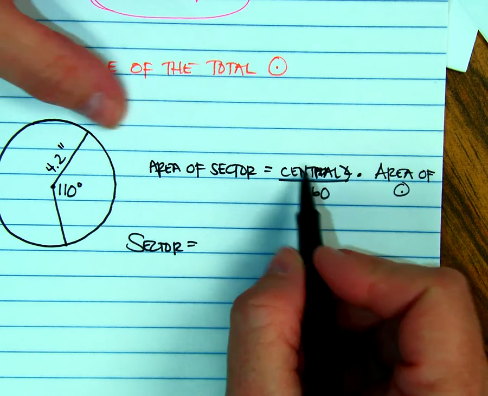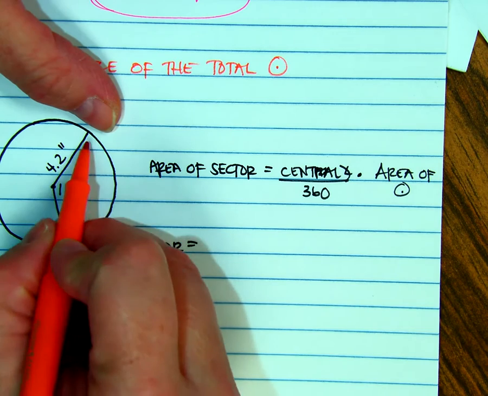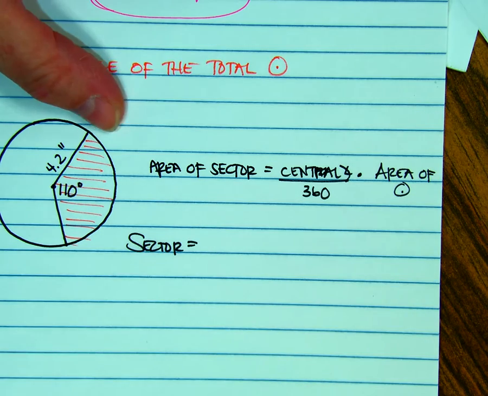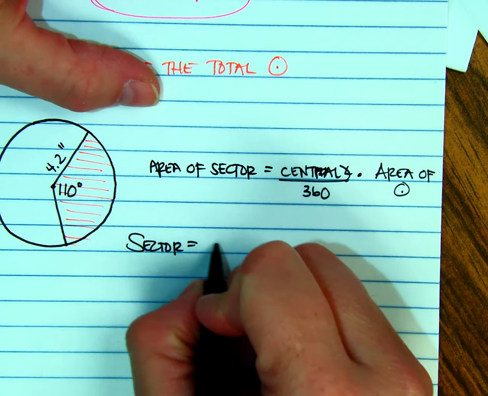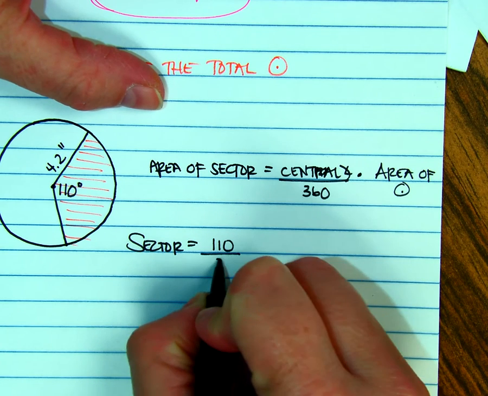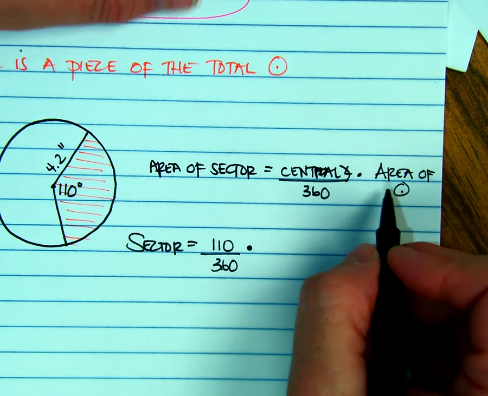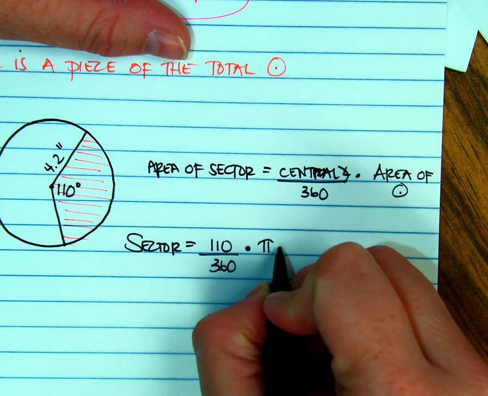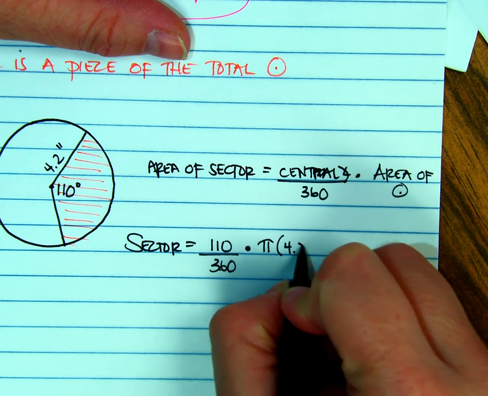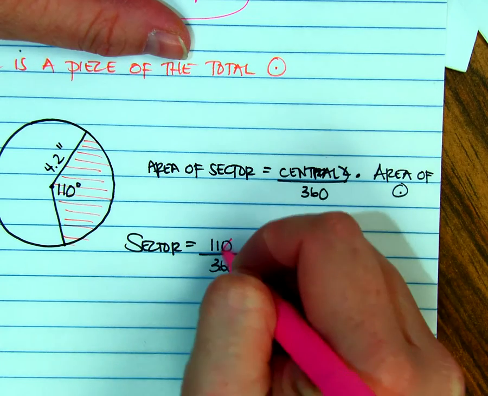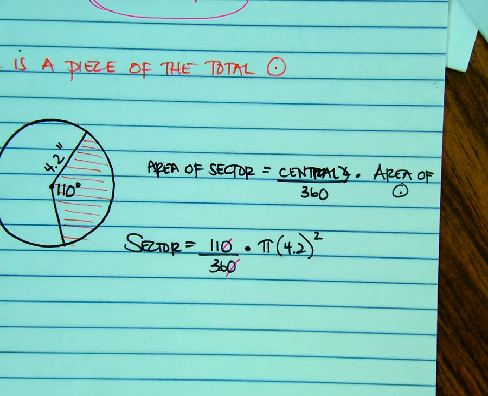Okay, so the sector equals the central angle, and in this case, if we are looking for the area of that orange, it's a central angle, which is 110 over 360, so that's going to be my fraction, times the area of the circle, which is pi r squared, where r is the radius. I'm going to do a little bit of canceling. Cross those out because they divide. And then I'm going to use my calculator.